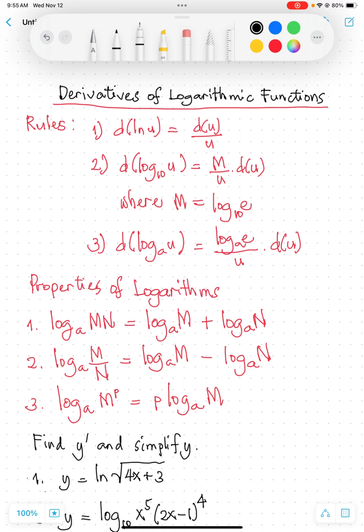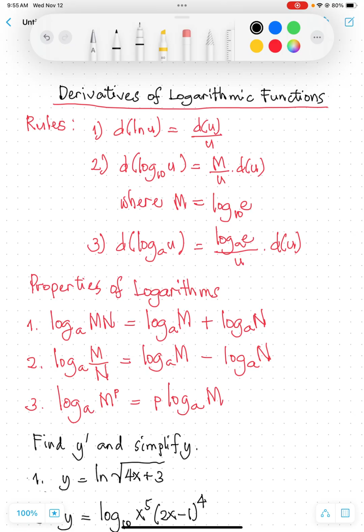So this lesson is about derivatives of logarithmic functions. And for this topic, these are the rules that we have to remember. Number 1, derivative of ln of u equals derivative of u divided by u. Number 2, derivative of log to the base 10 of u equals m over u times derivative of u, where m equals log to the base 10 of e.